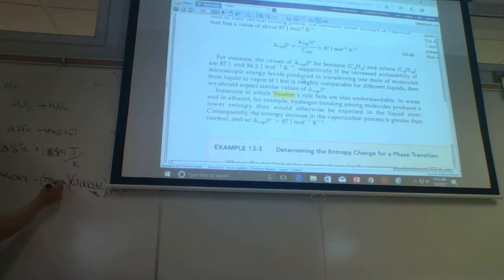And so the Kelvins cancel, that leaves me with kilojoules, and I'm going to calculate the entropy term just to see if the entropy is favorable or not. And so let's do 298.15 times 0.11889. And this entropy term comes out to, it's favorable. So it's minus 40, oops, did I get that wrong? I did. This is not minus 44. I did the calculation wrong in my head.